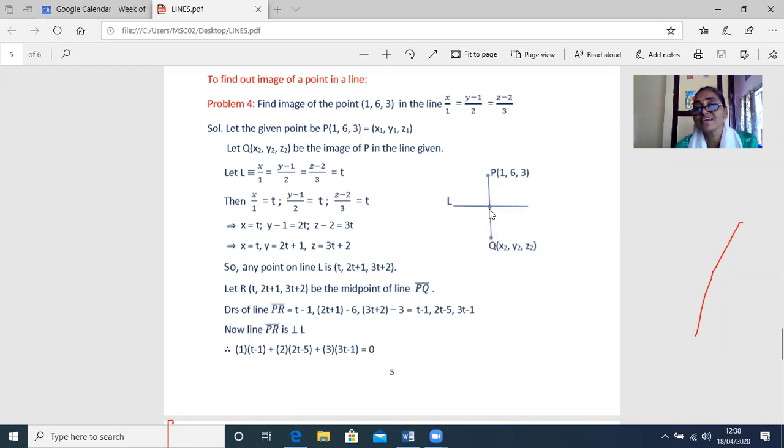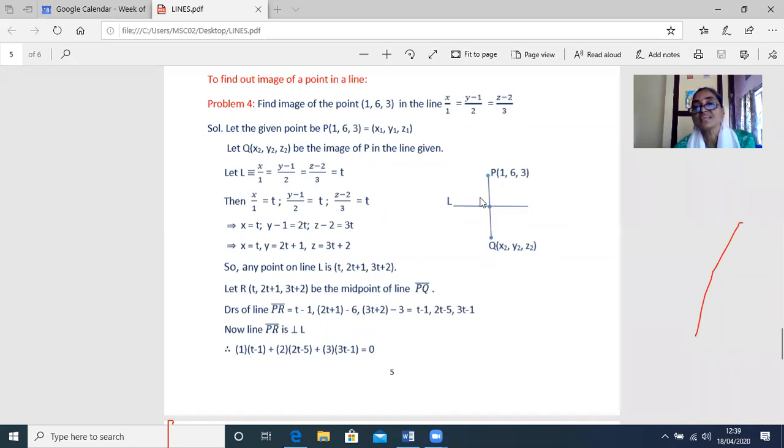Like in the earlier case, this point R would be the midpoint. Okay, so to find Q, you need to first find R, where R is a point on PQ and also a point on the line L. Okay, so let us take P as the given point x1, y1, z1 and Q, x2, y2, z2 as the image.